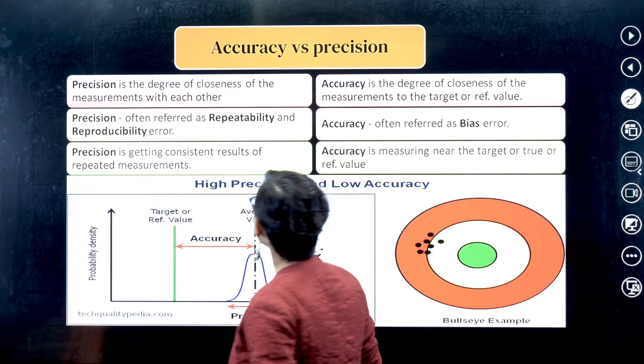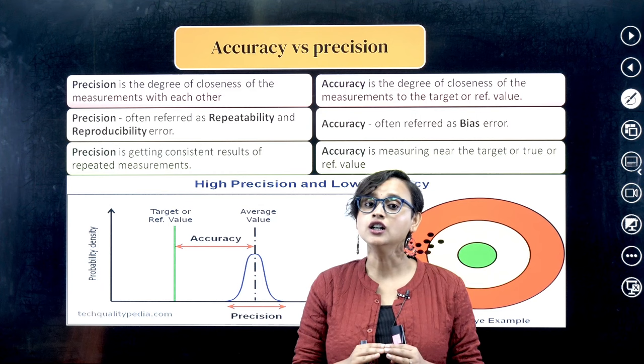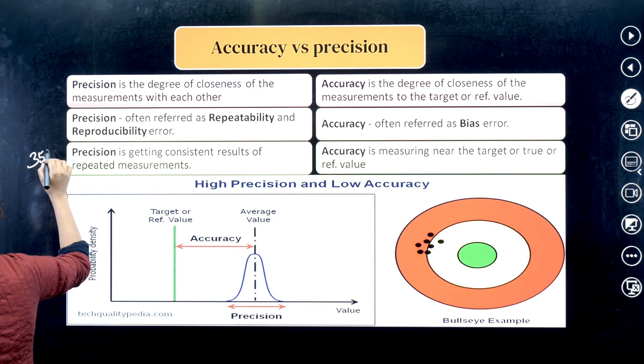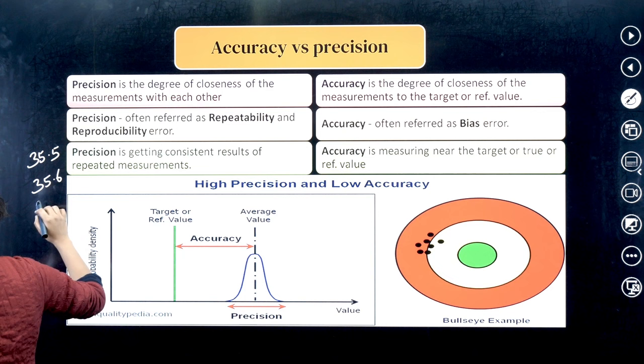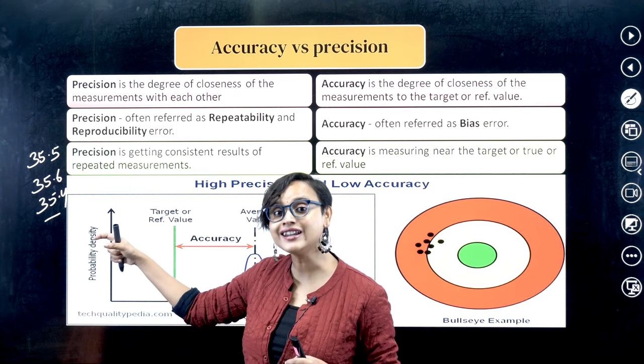Now, read this statement. Precision is the degree of closeness of the measurements with each other. So when you measure something, let's say you are measuring your weight, and the weighing machine says your weight is, let's say, 35.5. The first time it says 35.5, the second time 35.6, and the third time 35.4. Do you see the closeness in the measurements? It's only 0.1, that's your precision. The degree of closeness of the readings with each other.